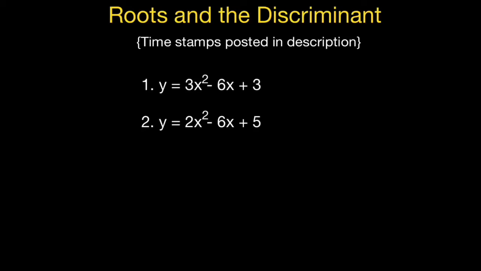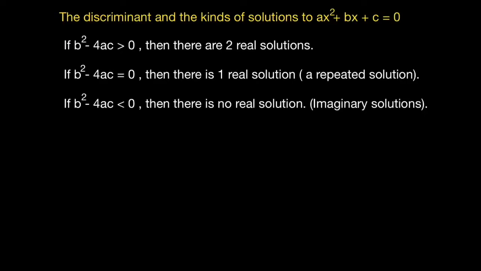Hello and welcome. In this tutorial, I want to go over and review how to determine the number of solutions of a quadratic equation by calculating the discriminant. So here are some notes. The discriminant and the kinds of solutions to the form ax squared plus bx plus c equal to 0.